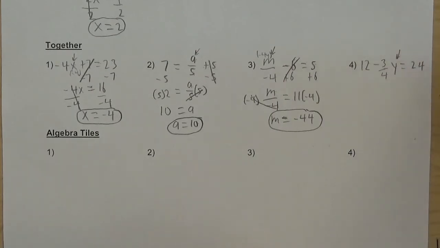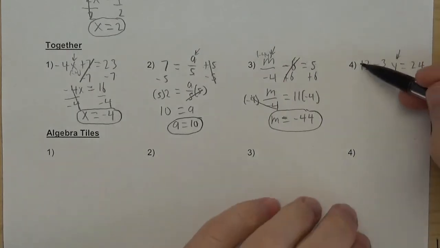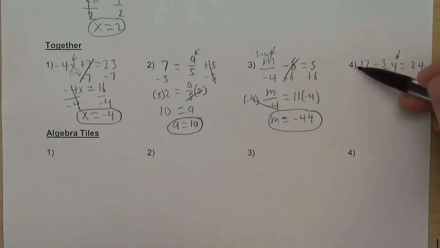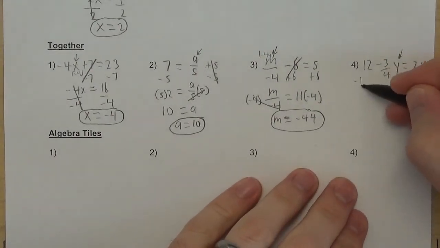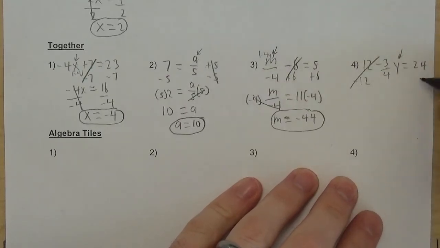Is this a positive 12 or a negative 12? Remember, we look at the sign ahead of it, and because there's no sign, that's actually a positive 12, right? So we want to undo that by subtracting 12. That's what's going to make this cancel out. So over here we subtract 12 also.